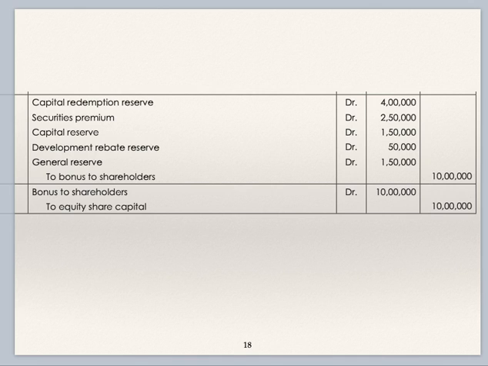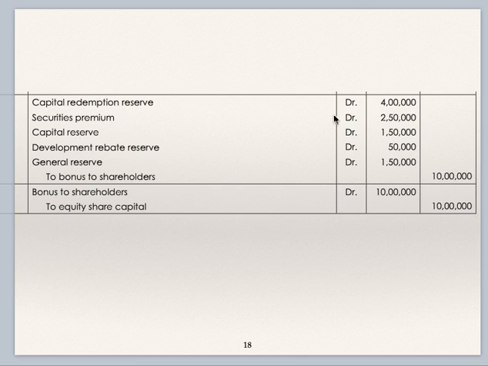Next entry is bonus given to shareholders. Out of 2,25,000 shares, just now we have passed the entry, 25,000 shares are forfeited. So only 2 lakh shares are entitled to get bonus in the ratio 2:1. So on 2 lakh shares, 1 lakh bonus shares are issued at rupees 10. 1 lakh into 10 is 10 lakh bonus will be given to shareholders. And bonus is to be given from all these accumulated profits. Last, general reserve is the balancing figure.